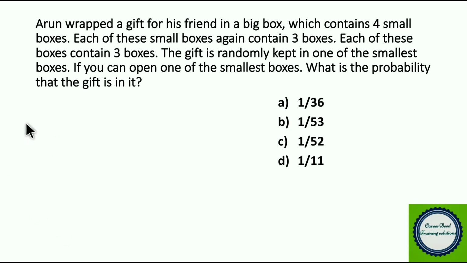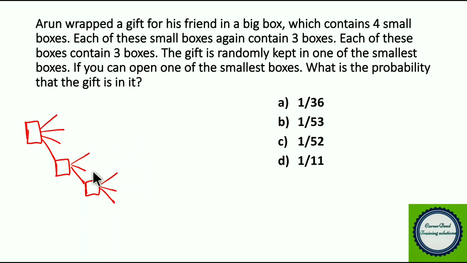So you have a big box, and in this big box you have 4 small boxes, right? So you have 4 small boxes. Each of the small boxes again contains 3 boxes. If you take this one box, here you have 3 boxes. Each of these boxes contains again 3 boxes. If you take this one box, again it has 3 more small boxes. So in this way, how many small boxes do we have in total?